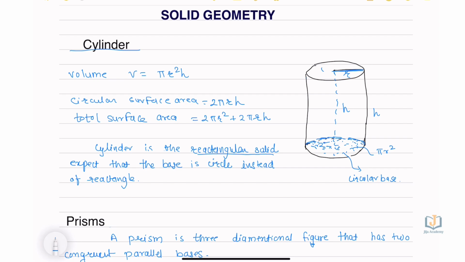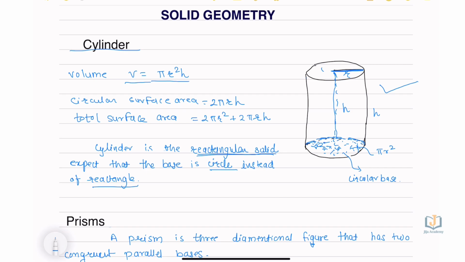A cylinder is like a rectangular solid except that the base is a circle instead of a rectangle. So this is the cylinder where the base is a circle. The volume of the cylinder is V = πr²h, where r is the radius, this is the radius, and this is the height.